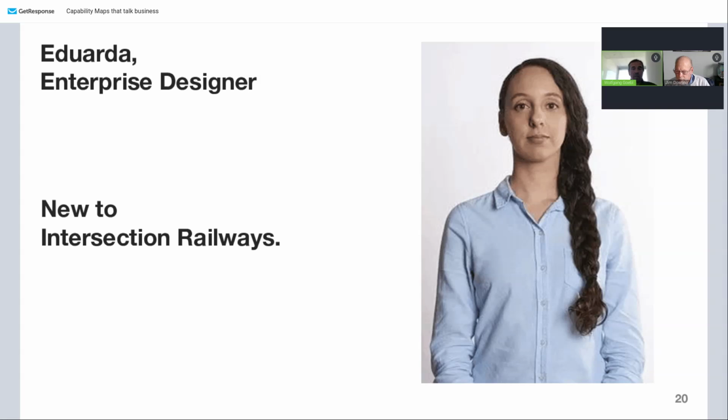So imagine there's Eduarda, and she's an enterprise designer. She's new to Intersection Railways, and she knows nothing about the context. That means, of course, she also has to learn. She's hired in a department that is really close to the C-suite. That's where enterprise design architects should have always been. And she's lucky enough, just for a second, we can dream of an enterprise designer and an enterprise architect that is directly reporting to the C-suite. That's where they should belong. Imagine this situation for a second.